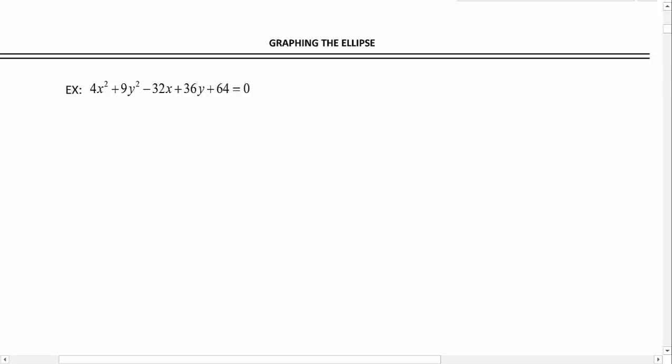But I'm going to get myself organized. I'm going to get my x terms together. I'm going to get my y terms together, and then I'm going to move my constant over to the other side. We're going to have 4x squared minus 32x. I'm going to leave a little space. Plus 9y squared plus 36y. I'm going to leave a little space and then move my constant to the right side.